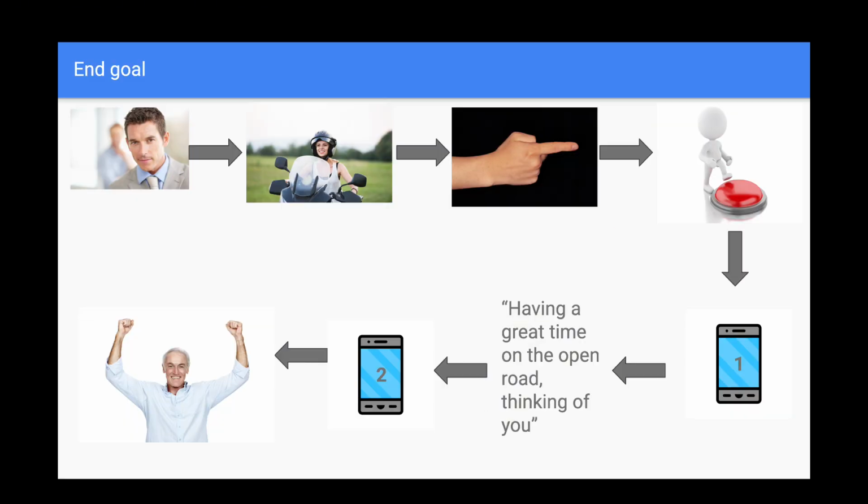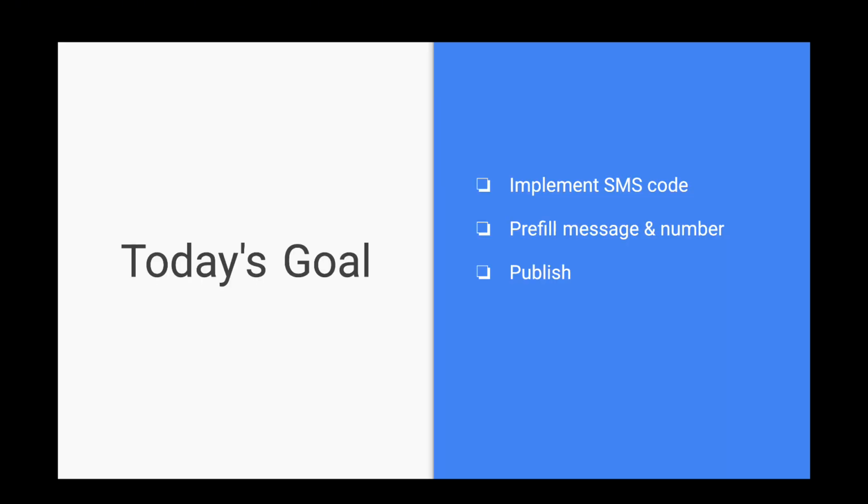Quick reminder on the end goal: we've got someone pressing a button on their motorcycle handlebars and that sends a notification from their app to another device. Today's goal, we're going to be implementing SMS logic into our app, and we're going to be using the message from episode 7 and publishing it to the internet.